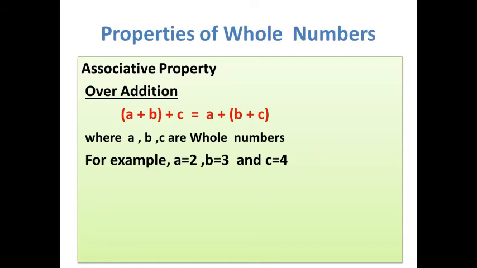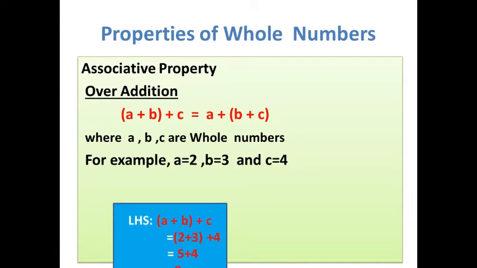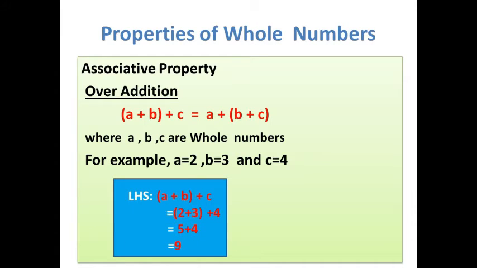Associative property over addition. It says (a + b) + c is equal to a + (b + c), where a, b, c are whole numbers. For example, to prove it, we have taken a equal to 2, b equal to 3 and c equal to 4. So my LHS is (a + b) + c, and with the values, (2 + 3) + 4.